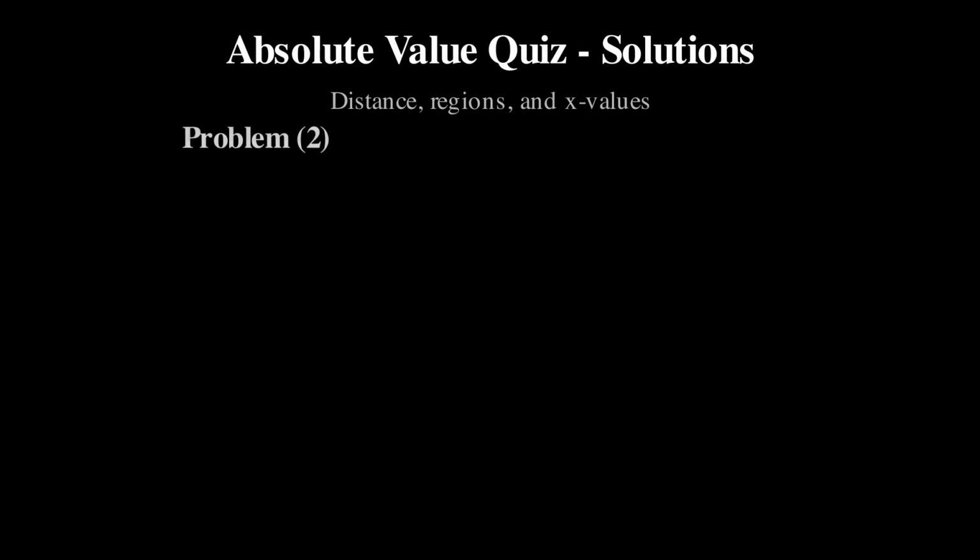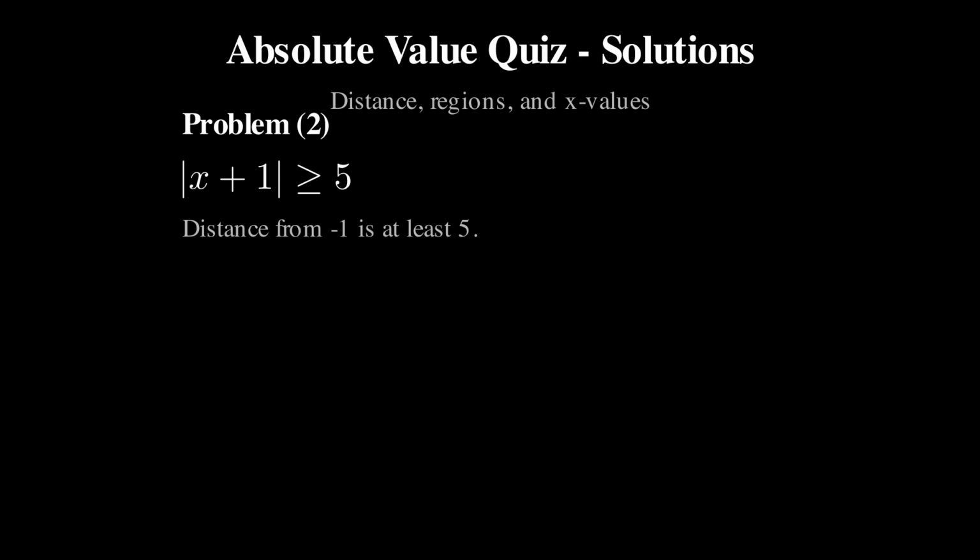Problem 2, the inequality, the absolute value of x plus 1 is greater than or equal to 5. Here, the absolute value of x plus 1 is the distance from negative 1 on the x-axis, and the inequality says that this distance is at least 5 units. For greater than or equal to, we split into two cases. x plus 1 is greater than or equal to 5, or x plus 1 is less than or equal to negative 5. Solving each case gives x is greater than or equal to 4, or x is less than or equal to negative 6. So the solution is two outer intervals, all x at least 4, or at most negative 6.